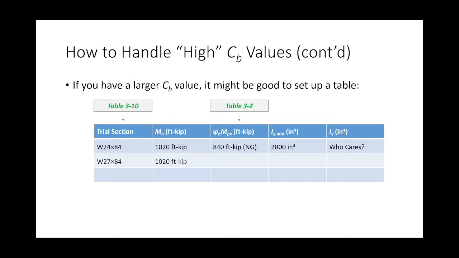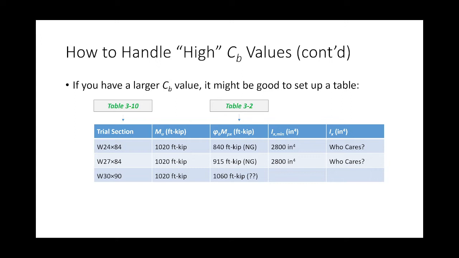915, right? So here's 915. It's still no good, right? Now, again, we have a moment of inertia requirement of 2,800 inches to the fourth. Again, who cares? So what's the next section? Well, the next section that shows up in the spec is a W30 by 90, okay? Again, based on a factored moment of 1020 foot kips, what's its capacity?